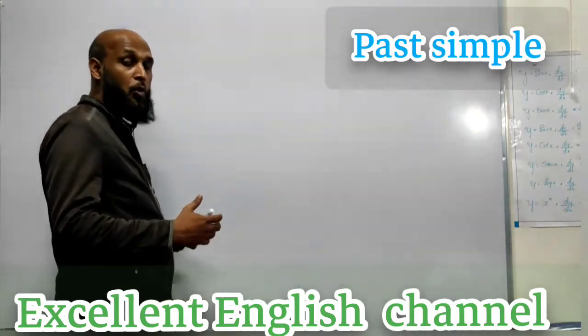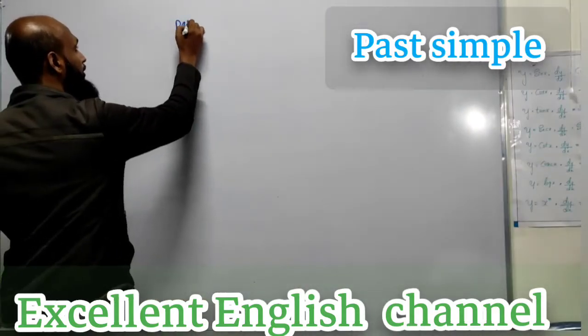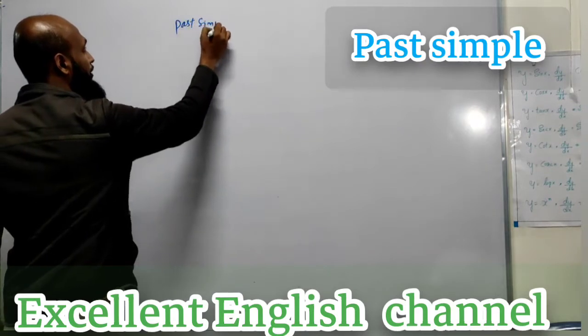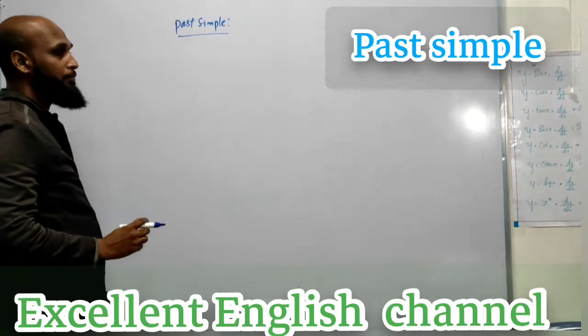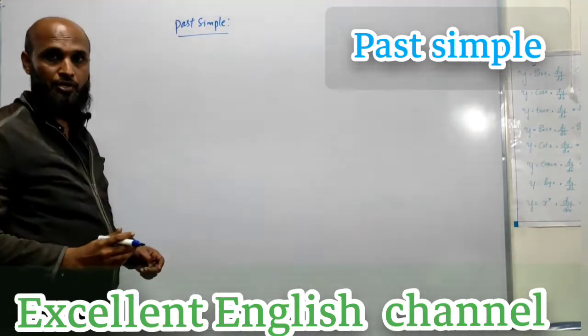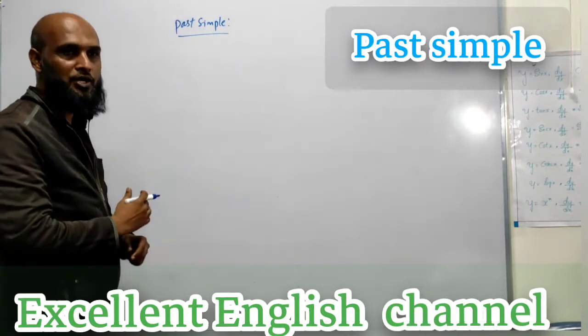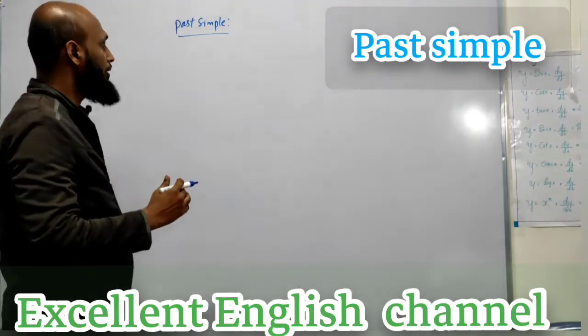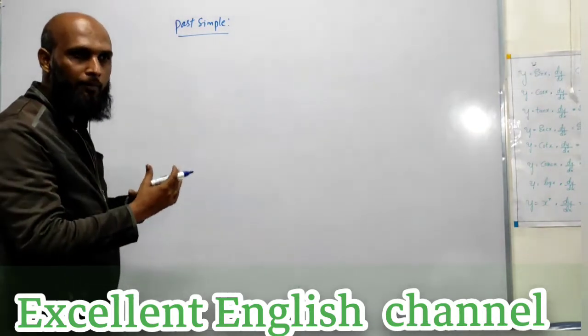Now let's see what past simple is. Past simple is a tense in which you talk about a finished action or activity. First of all, let us look at the main elements or components of this tense.